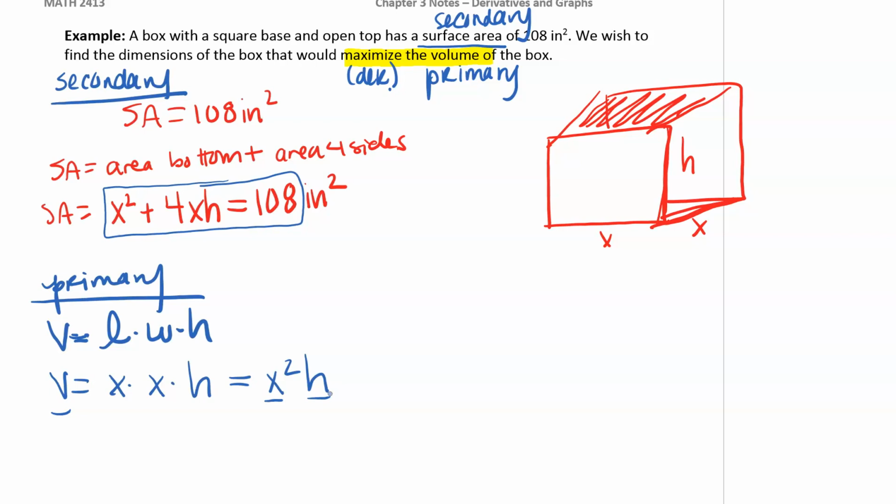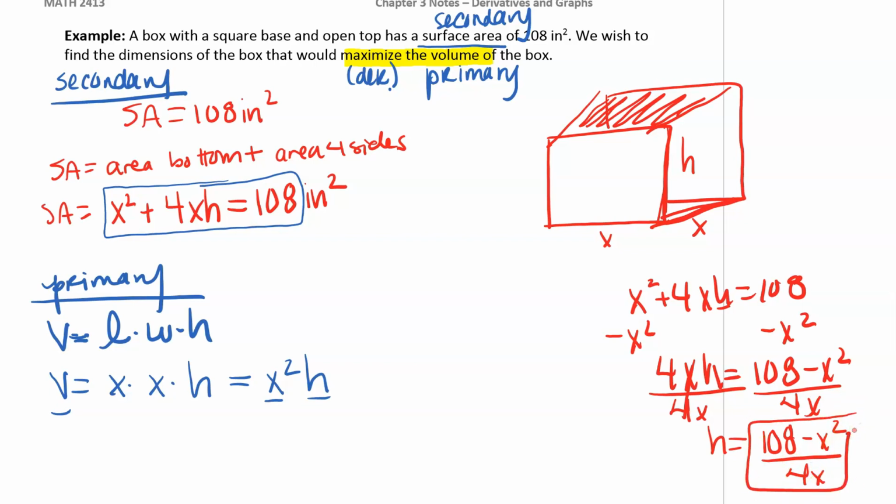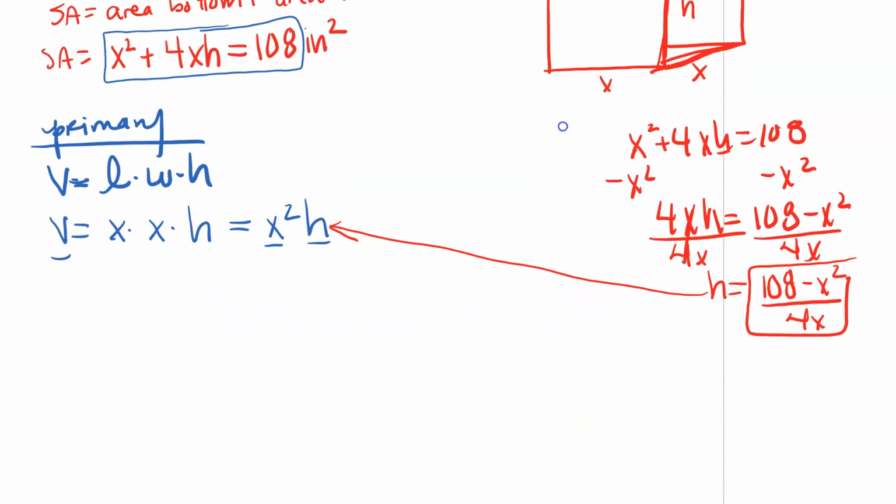And so what I want to do is take x squared plus 4xh equal to 108, and I'm going to solve for h. So I'm going to subtract the x squared from both sides. That gives me 4xh equal to 108 minus x squared. Then divide by 4x. And so that gives me h equal to 108 minus x squared all over 4x. And that's going to be what I sub in for h. So I'm going to take this value and plug it in here. So I have volume equal to x squared, and instead of h, we're going to plug in that fraction, 108 minus x squared all over 4x.